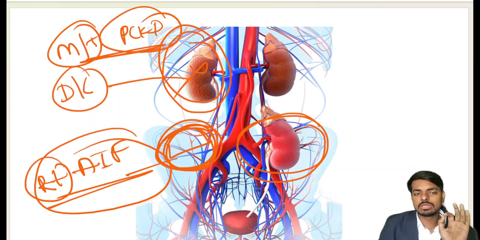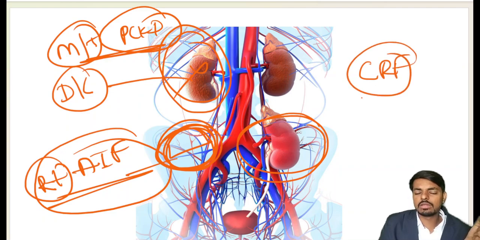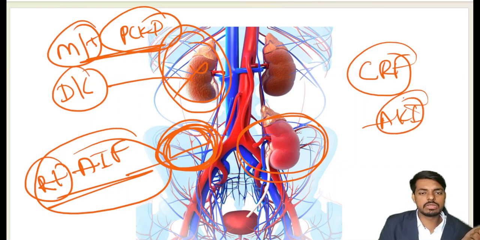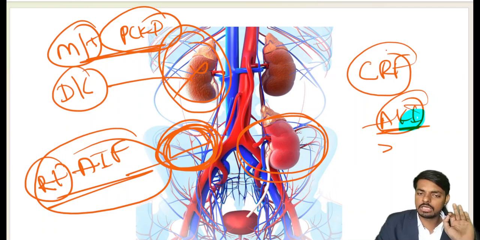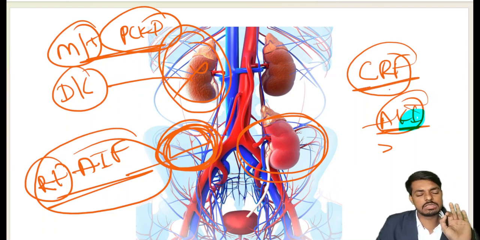Other conditions like chronic renal failure, and other conditions like acute kidney injury: if the acute kidney injury is unresolvable for more than 3 months, then in those conditions also we can implant the kidney. But the preferred treatment in AKI is not kidney transplantation. Only in CRF or CKD is the preferred choice of treatment kidney transplantation. Hope the concept is very clear.